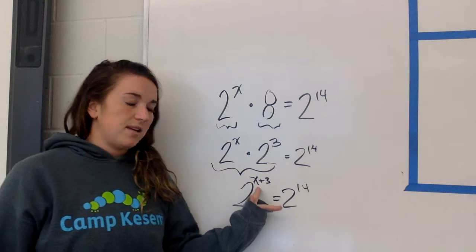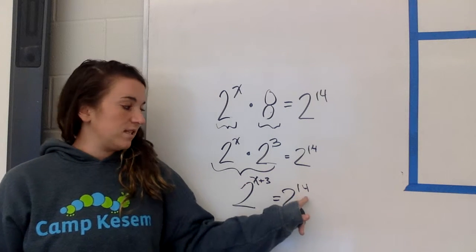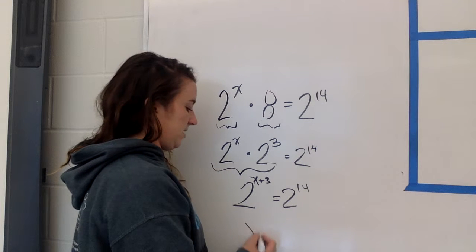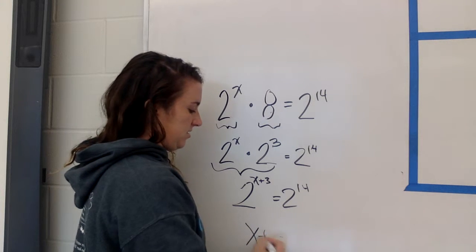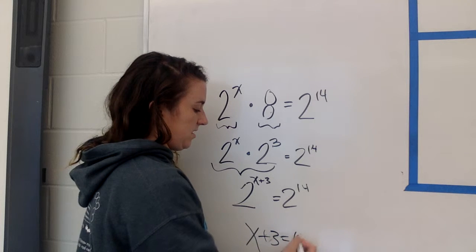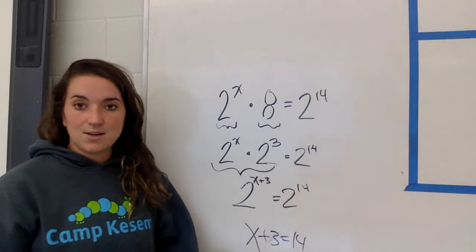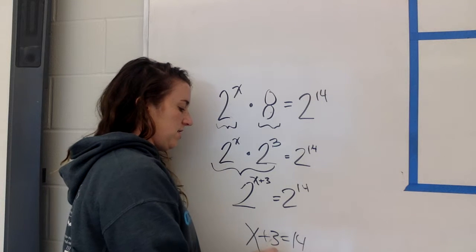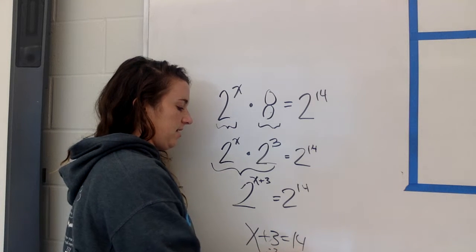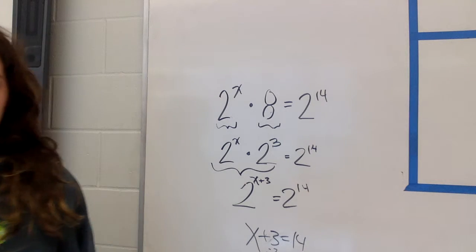So now x plus 3 needs to equal 14 in order for this equation to be true. X plus 3 equals 14. What will x equal? Right, x will equal 11. You can do that by subtracting 3 on both sides. We get x equals 11.